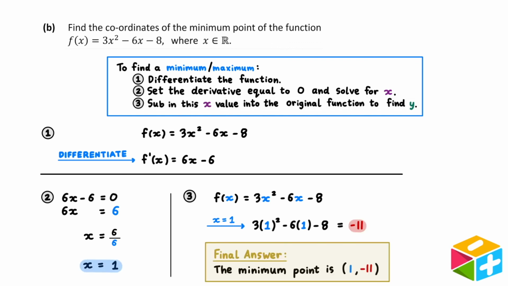So we found that the x coordinate of the minimum point is 1 and the y coordinate of the minimum point is minus 11. So our final answer is that the minimum point is 1, minus 11.